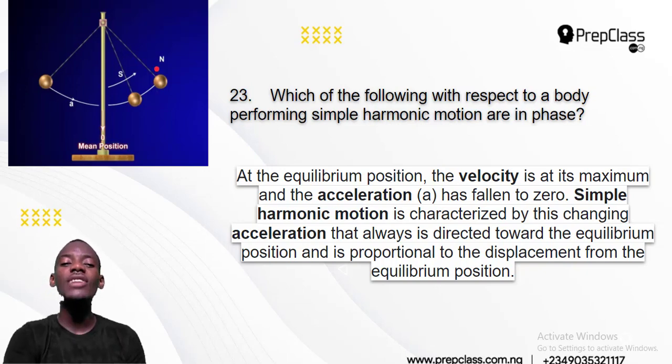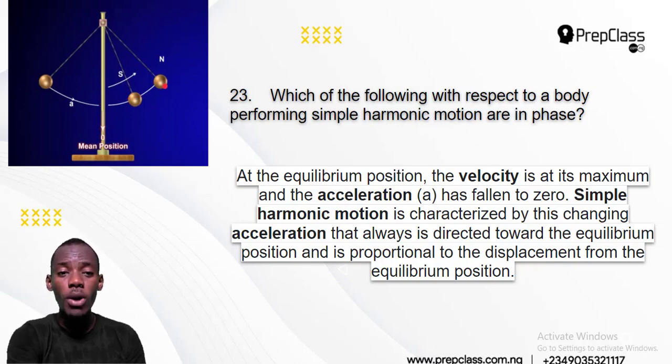Now, there are two things that are important that are in phase, and that has to do with these matters: velocity and acceleration. Now, you know, at the maximum point, the velocity of the body is actually what? At the equilibrium position, that is here, at the middle, the point of rest. Okay, that's the equilibrium position. The velocity is at the highest.